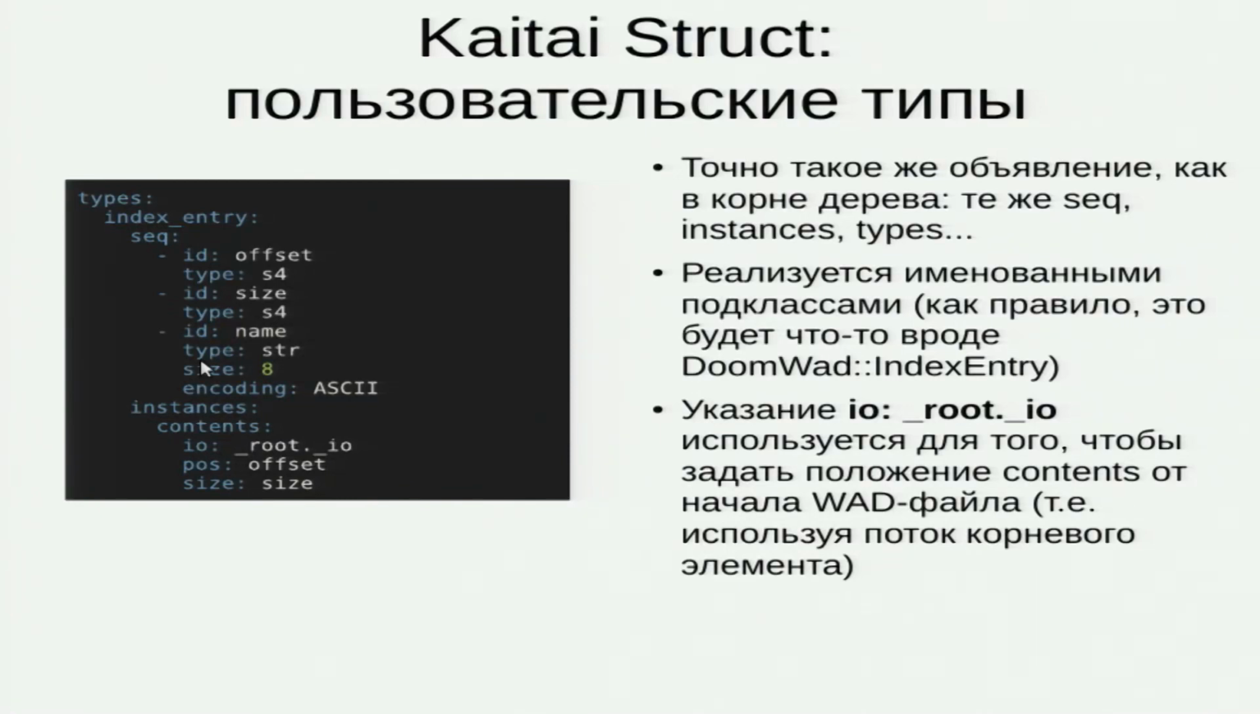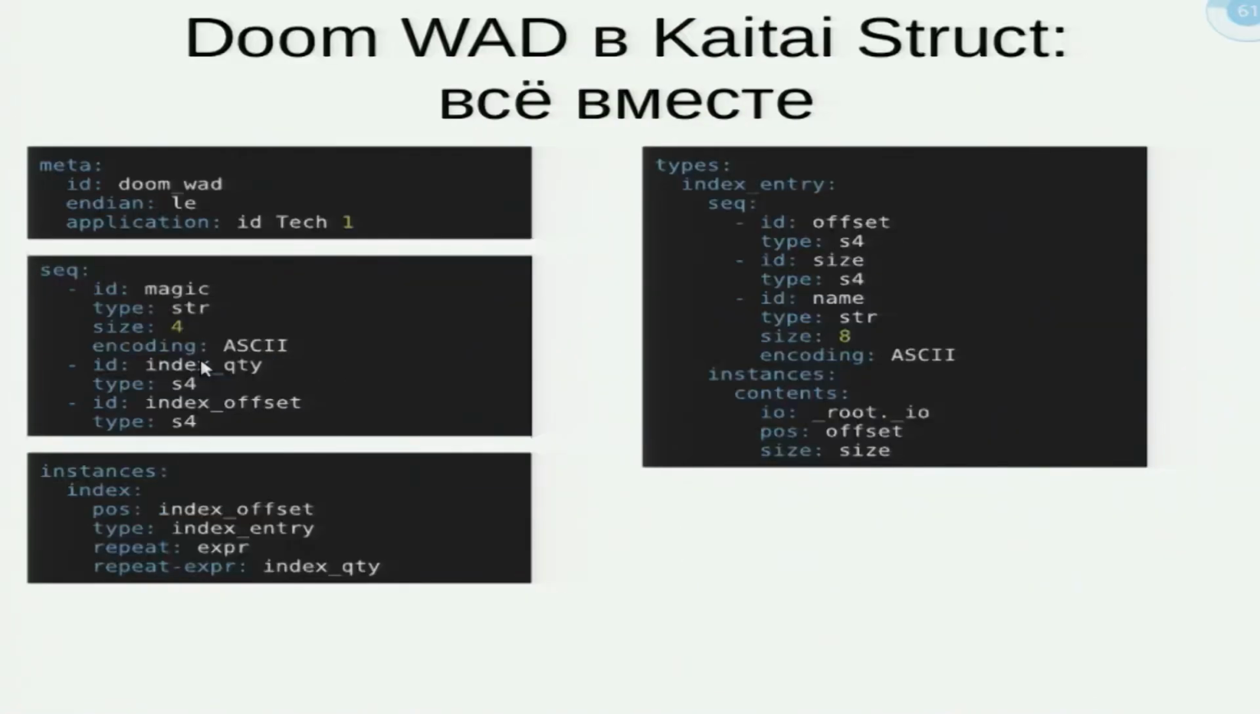We can also note here an indication to I/O, root underscore I/O. This is done so that by default, within the type specified, reading should be done from the string of the same type. So we'll be referring to the beginning of the index rather than to the beginning of the file. So we are specifically indicating that we're going to take addresses from the start of the tree.